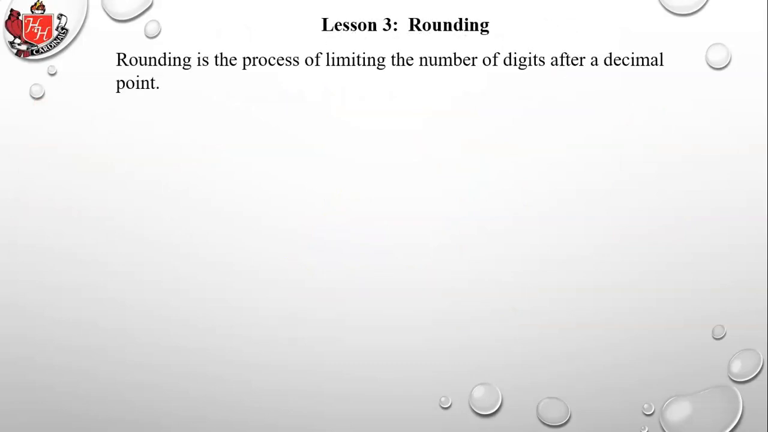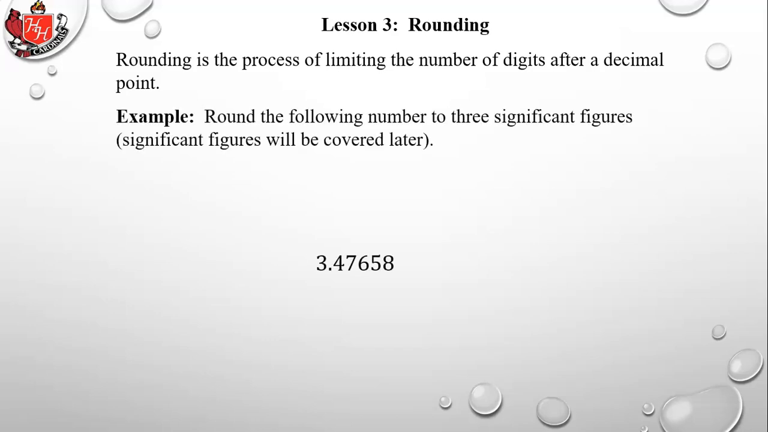So first of all is the concept of rounding, which I think most of you are familiar with. Rounding is a process of limiting the number of digits after a decimal. So for example, round the following number to 3 significant figures. Significant figures will be covered later, actually right now. So when you round that to 3, you only want those 3 digits to show. The other digits you want to go away.